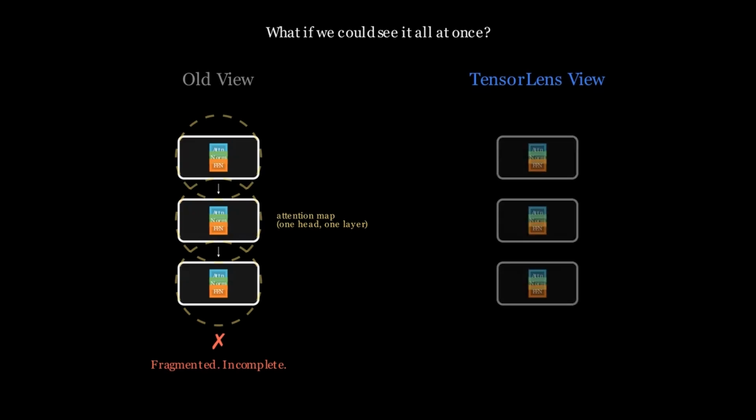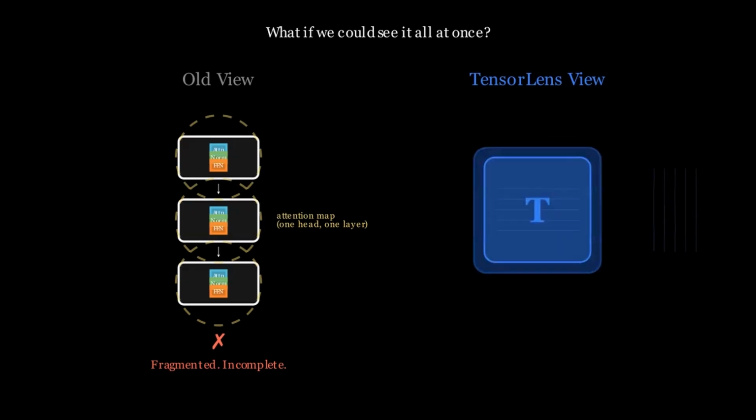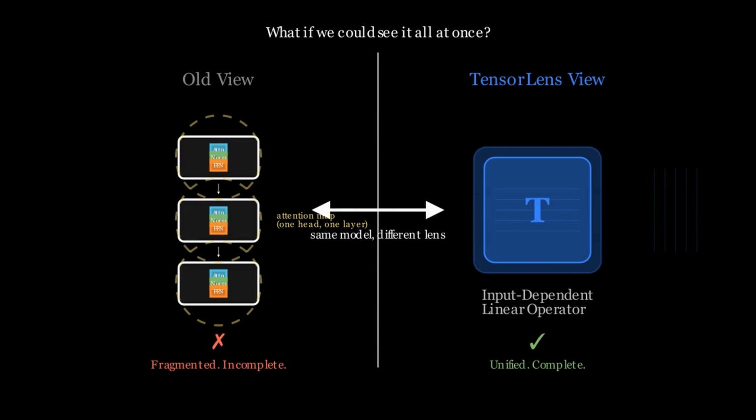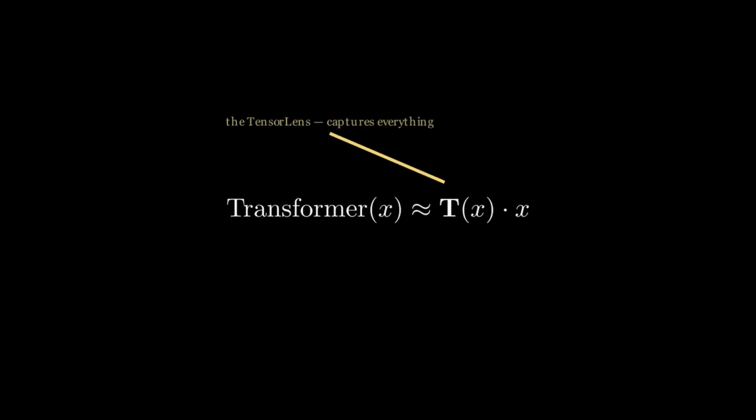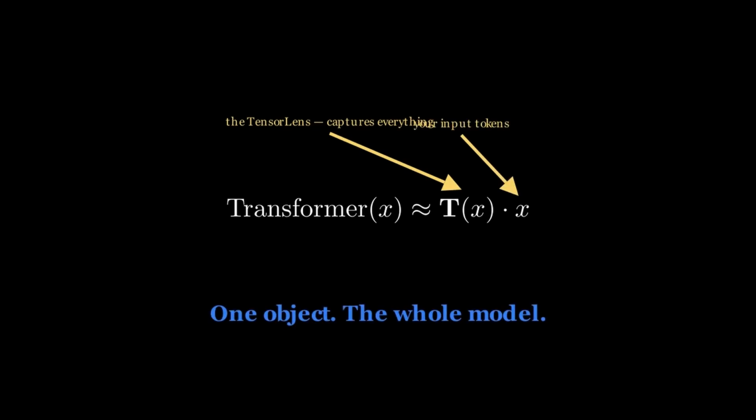And here it is. This is the core goal. The idea is to mathematically reframe the entire transformer. We're talking all the layers, all the parts, into a single thing called an input-dependent linear operator. Now, I know that sounds like a bit of a mouthful, but stick with me, because we're going to break down exactly what that means and why it's such a game changer.